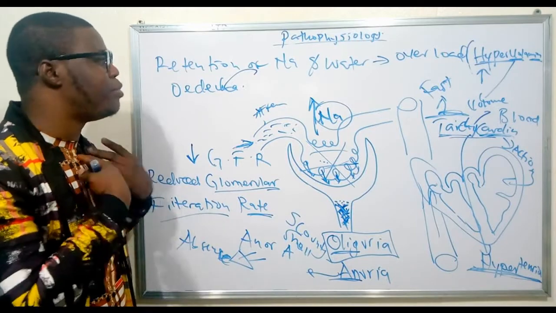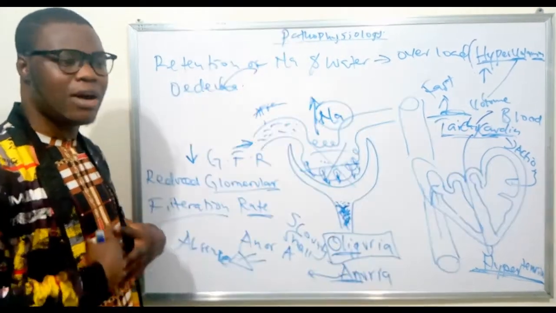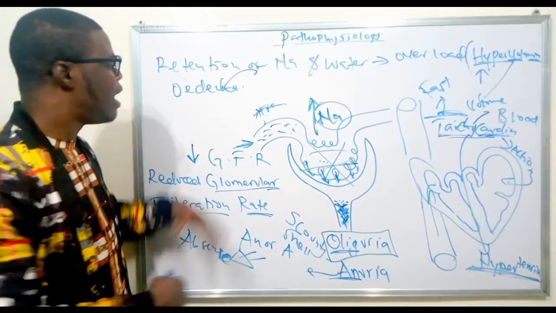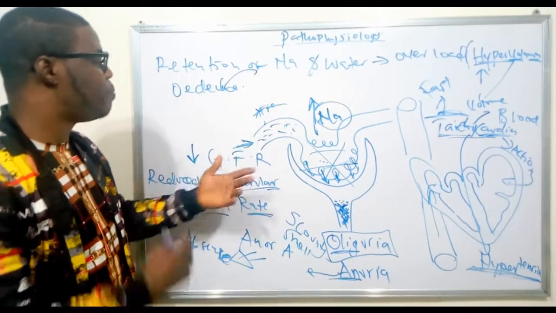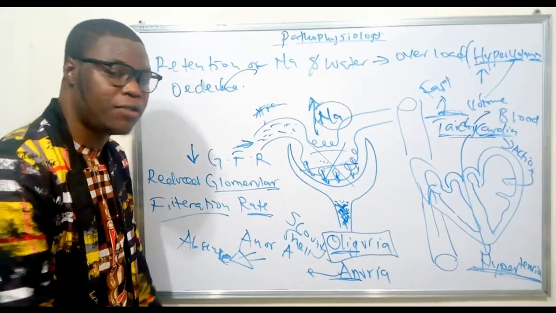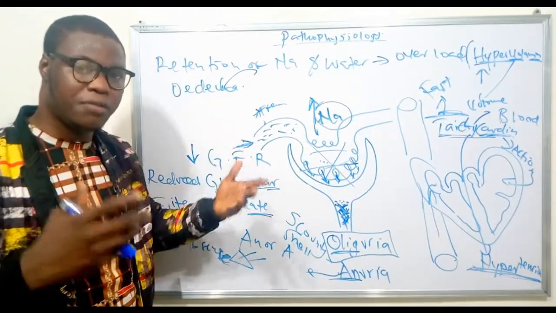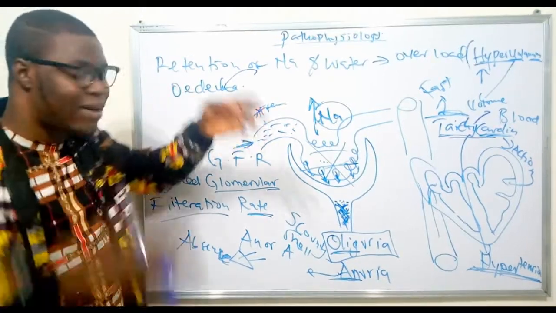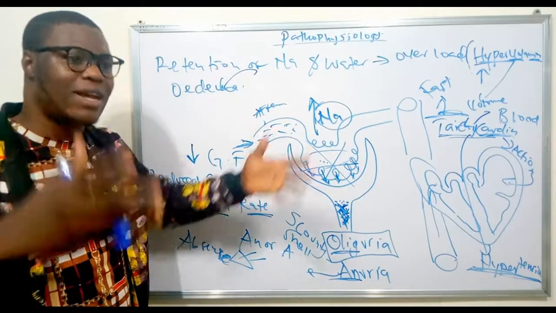So there can be pulmonary edema, accumulation of fluid within the lungs, and then ascites, which is accumulation of fluid within the abdominal cavity. Apart from that, we can also have pedal edema, accumulation of fluid around the legs, and periorbital edema, accumulation of fluid around the eye. Accumulation of fluid around the cerebrum, the brain, can also cause what we call cerebral edema.